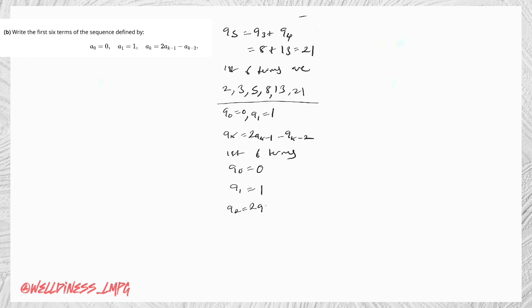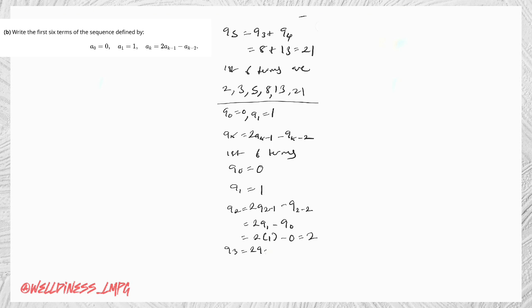So that will be 2 times A2 minus 1 minus A2 minus 2. So we know that 2 minus 1 will give us 1, so we are left with 2A1, and 2 minus 2 will give 0, and that will be A0. So from the question, we know that A1 is equal to 1, so that will leave us with 2 times 1. And we know that A0 is equal to 0. So 2 times 1 is 2, and 2 minus 0 will give you 2.